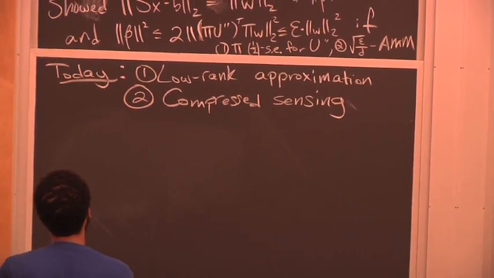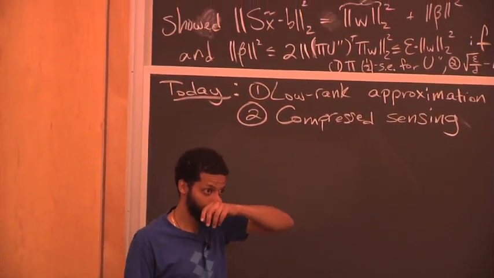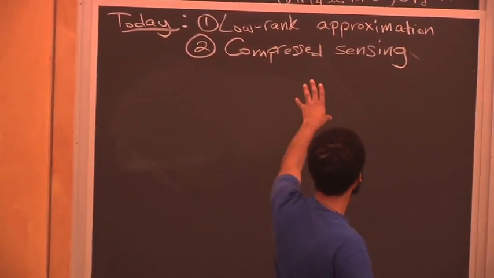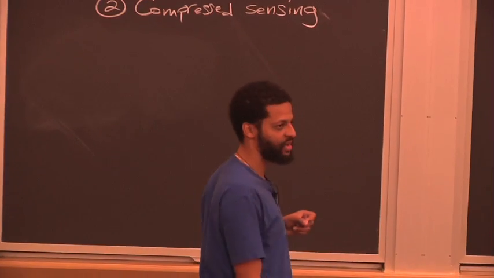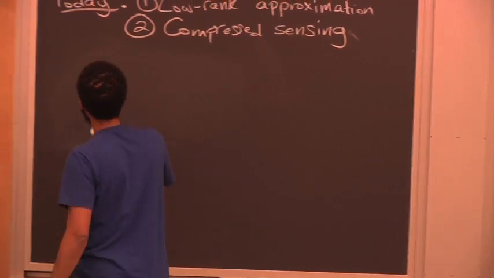Okay. So now today I'm going to show you how to use subspace embeddings for low rank approximation. And once you write things down, it's going to look a lot like regression method 3. Okay, and then we're going to move into compressed sensing. So let's do this.